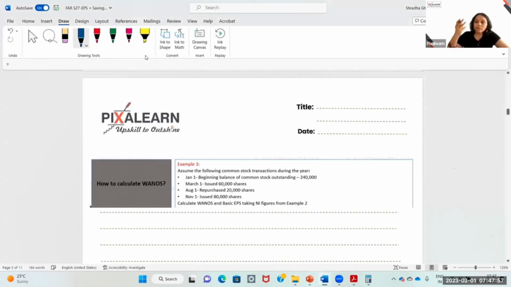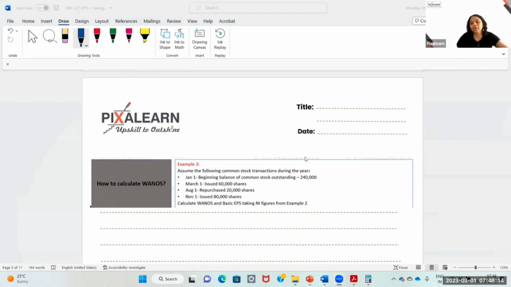Okay. Now let's go to WANOS. How do you calculate the weighted average number of shares? Again, the logic is very clear. I am taking the net income, which is a period figure, so I'm taking the denominator also, and I'm making an average out of it. So what is the question asking you?